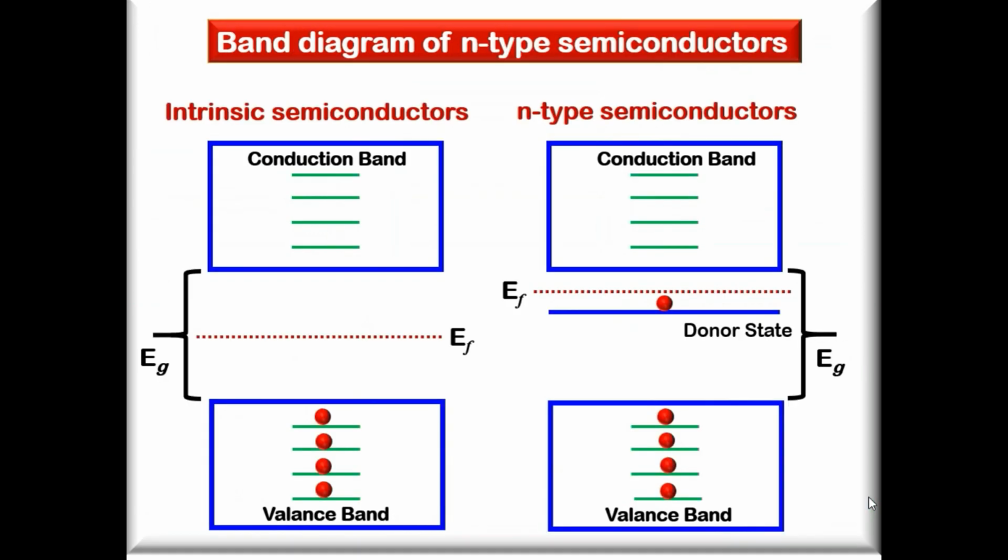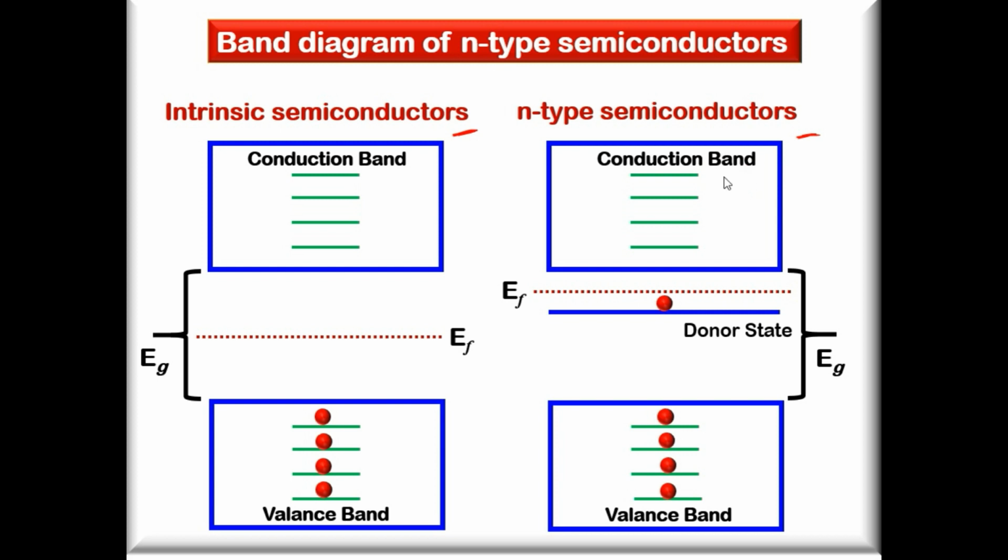Now coming to the band diagram of n-type semiconductors. Here I have given a comparison between intrinsic semiconductors and n-type semiconductors. This is the conduction band and this is the valency band in the case of intrinsic semiconductors, and this is the conduction band and valency band in the case of n-type semiconductors. In both cases you have a similar band diagram, except that an additional donor state is present in n-type semiconductors.